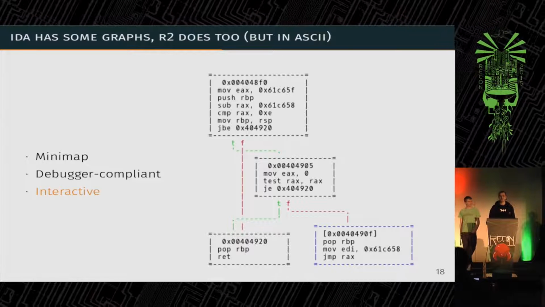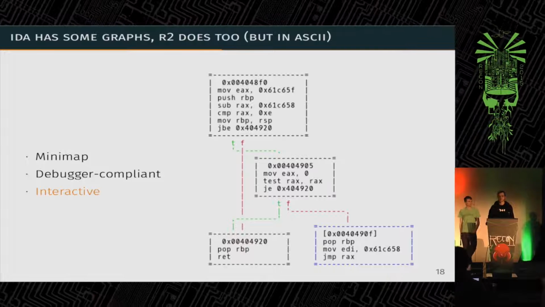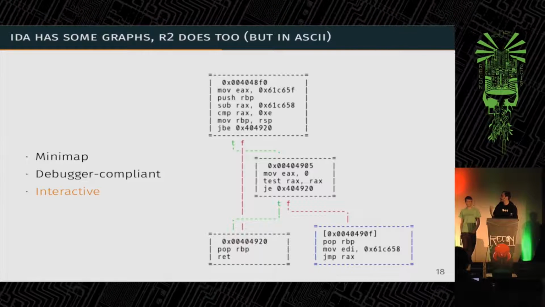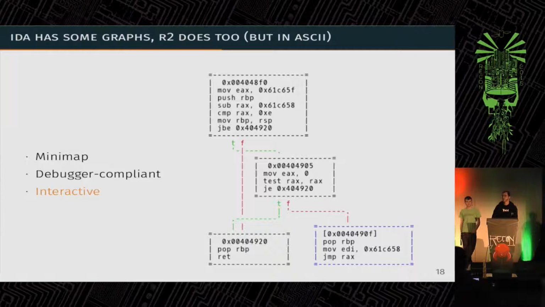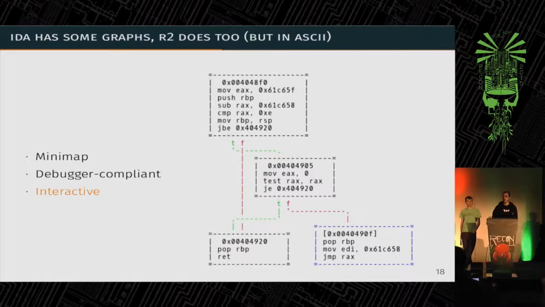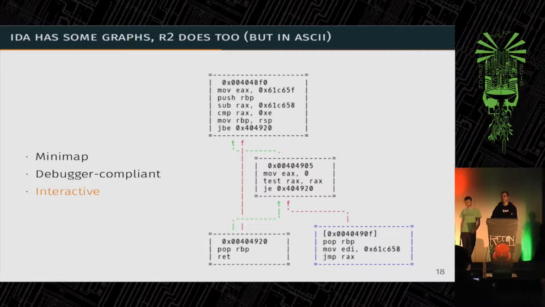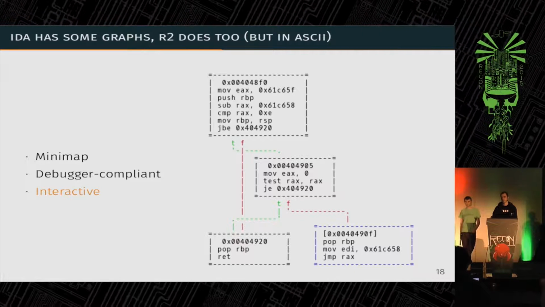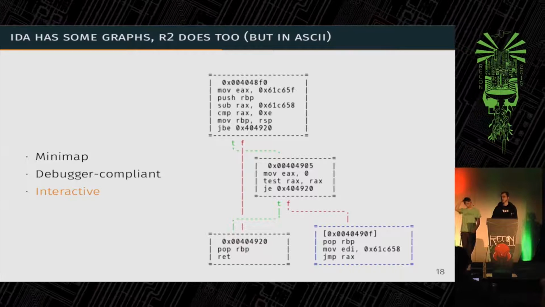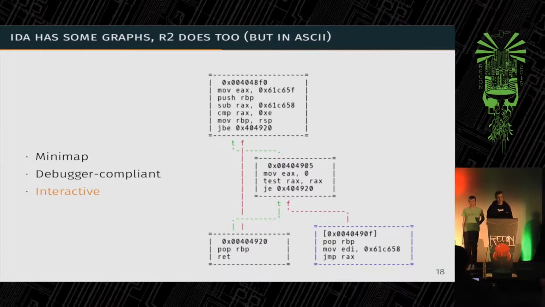We don't have a sexy GUI. We have some shell. And one day your great Spanish leader woke up and implemented this. There is also a minimap. If you don't care about the instruction and you just want to show the graph, you can. It's debugger compliant, so you can step into the graph. And it's completely interactive. You can move the graph around. And this is really great, I think. IDA doesn't have this.